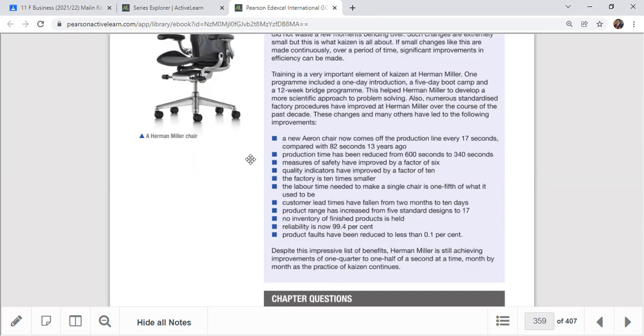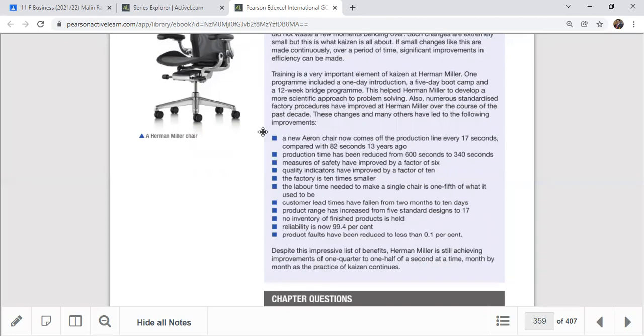Customers' lead times have fallen from 2 months to 10 days. Product range has increased from 5 standard designs to 7. No inventory of finished products is held. Reliability is now 99.4%. Product faults have been reduced to less than 0.1%. Despite this impressive list of benefits, Herman Miller is still achieving improvements of one quarter of one half of a second at a time, month by month, as the practice of Kaizen continues.